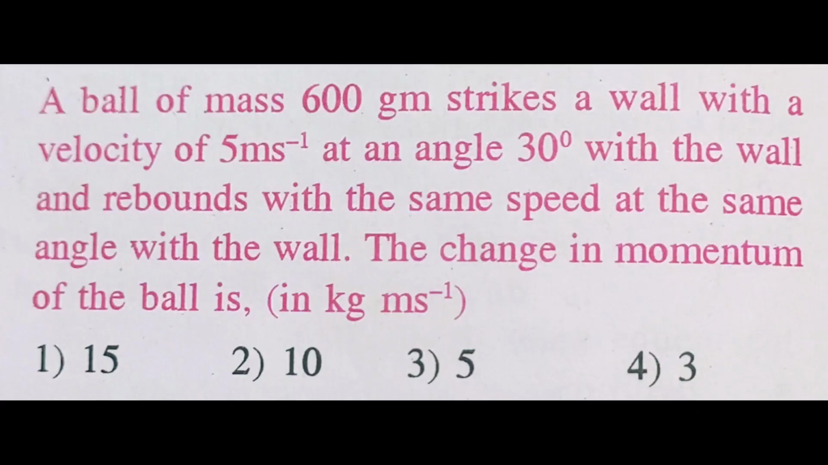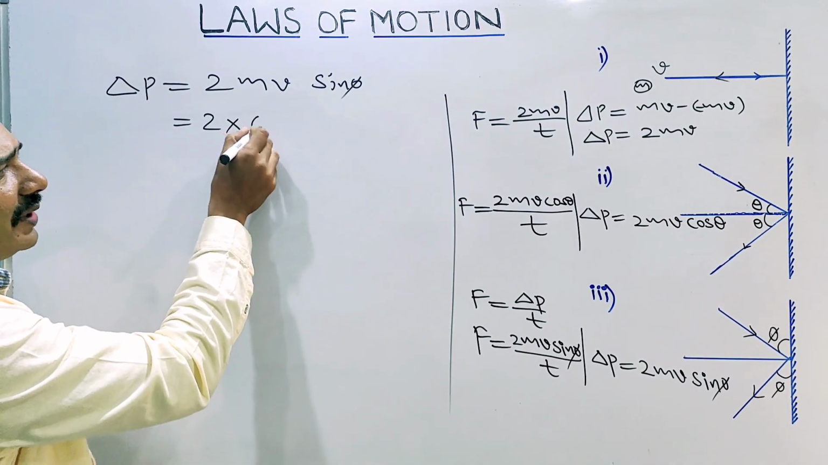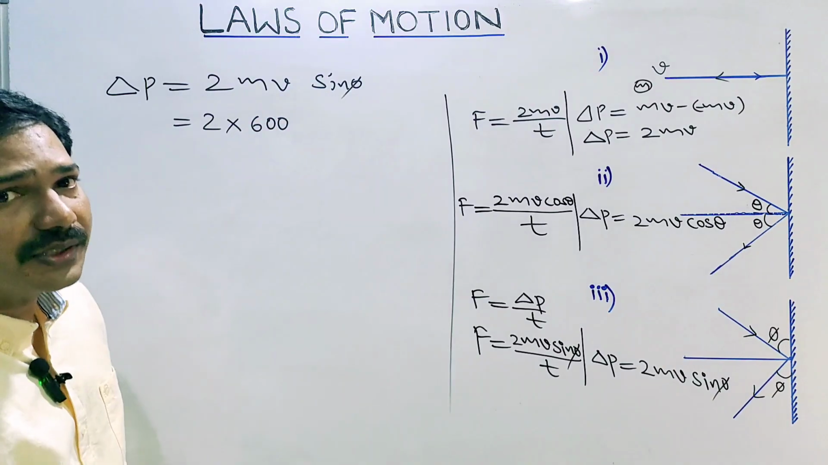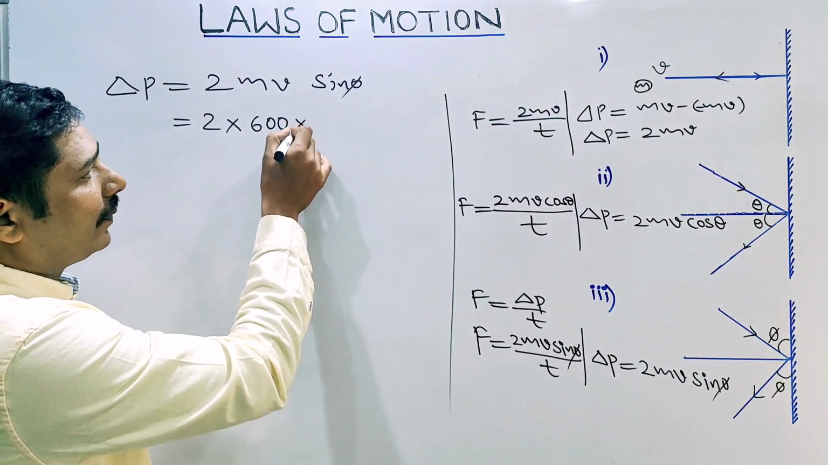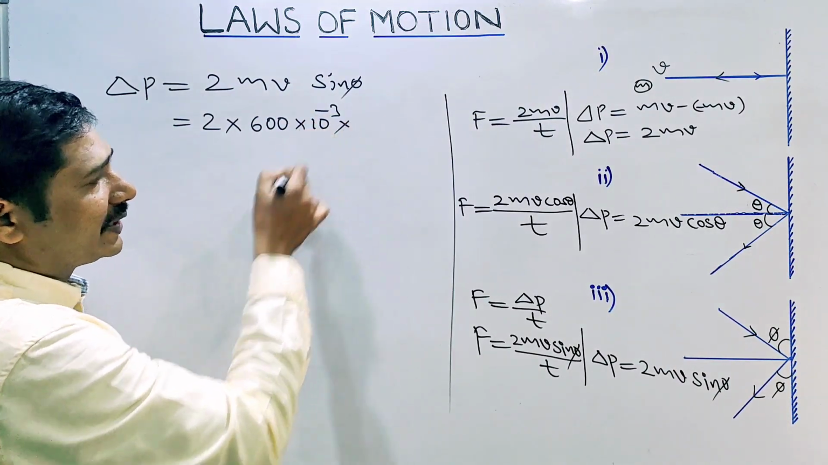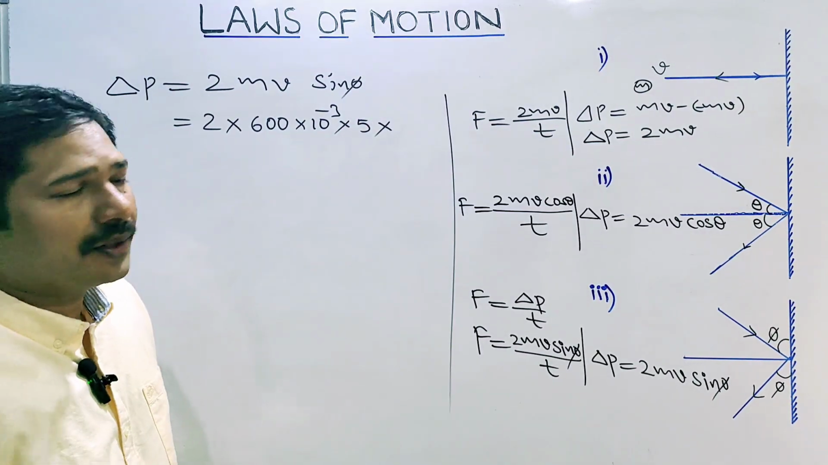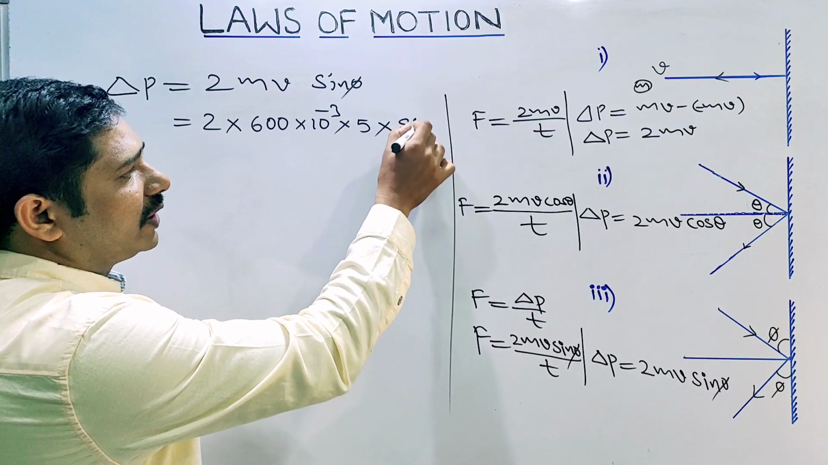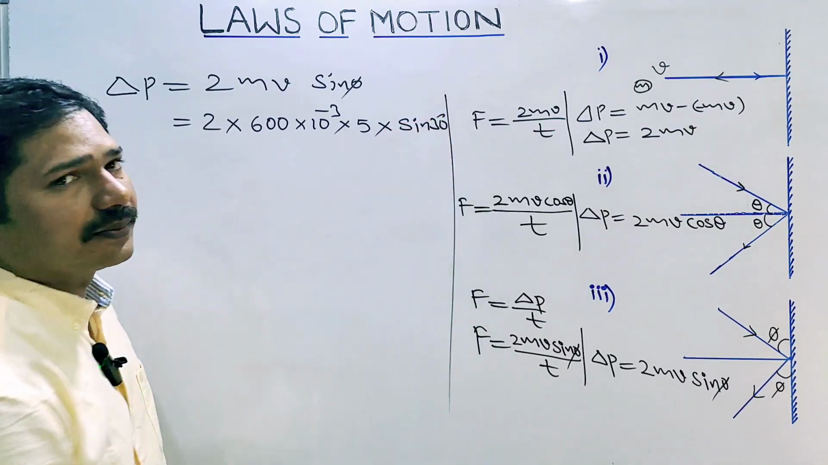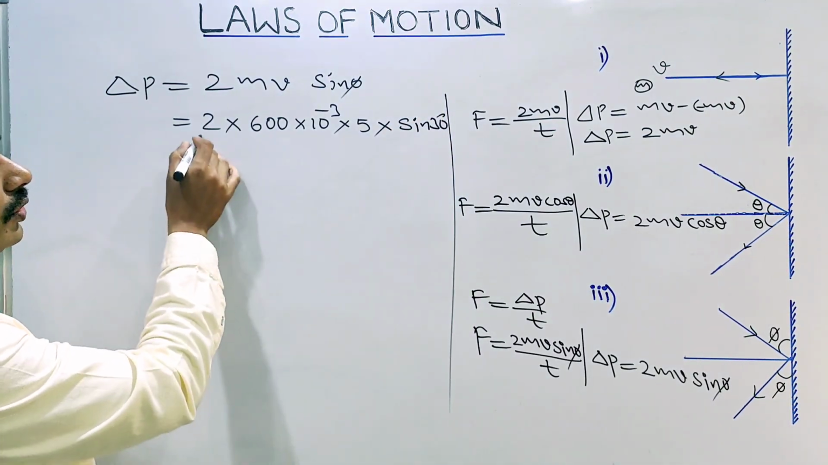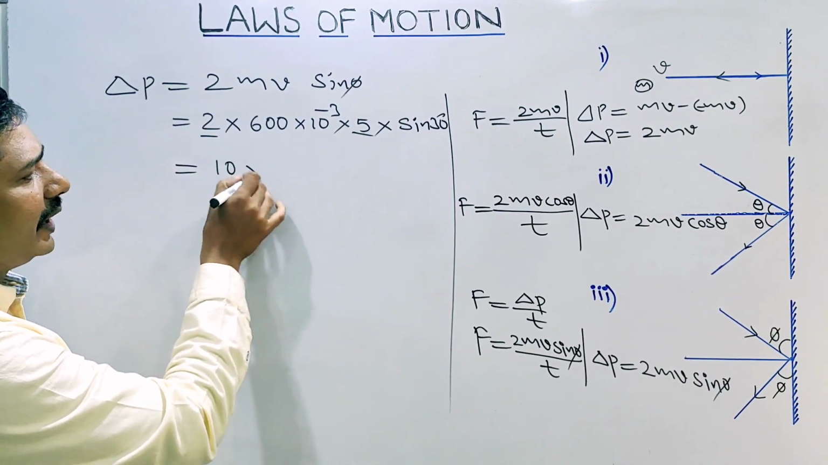Here, 2 into mass, how much is given? 600 grams is given. Convert to kilograms, that is 10 to the power of minus 3. And velocity is 5 meters per second, and the angle is given as 30 degrees, sine 30 degrees. Here I am writing 2 into 5 into 10.